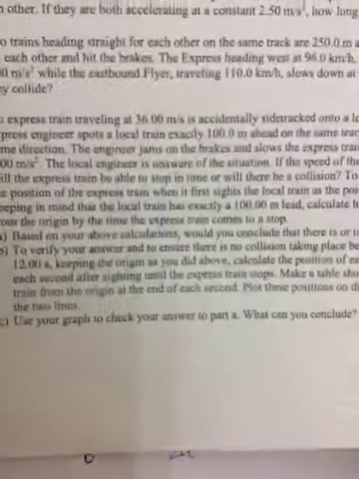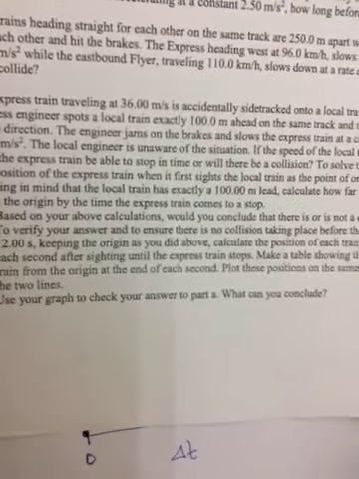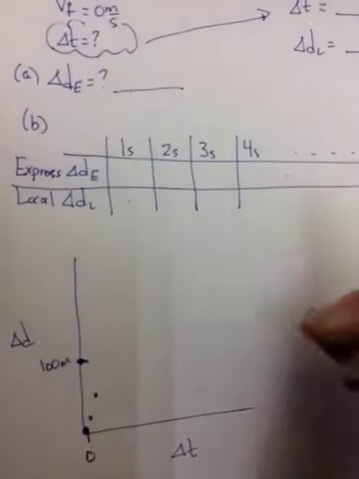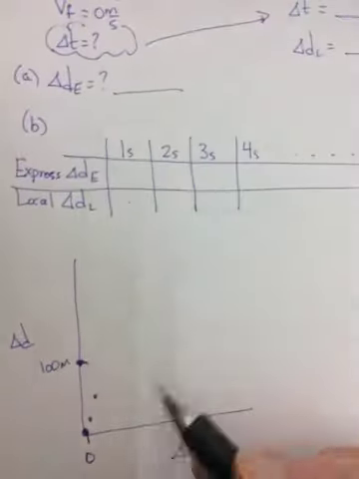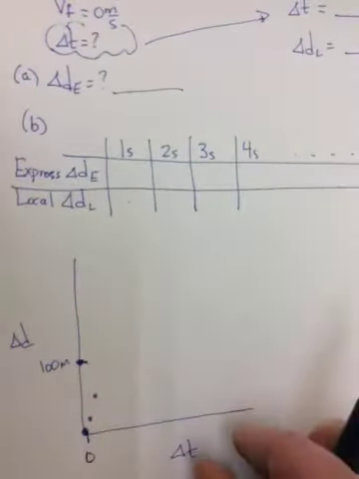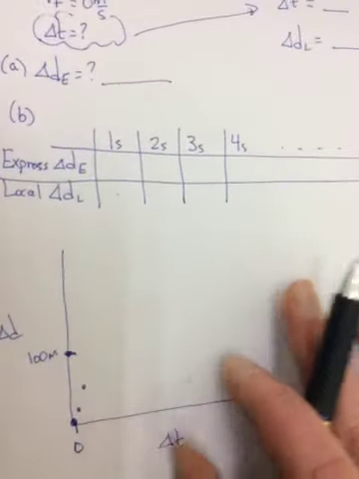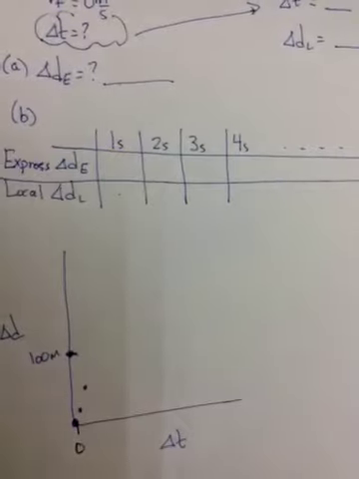Okay, that's part B. And then part C says, use your graph to check part A. What can you conclude? Okay, so whatever you concluded from part A, now look at your graph and see if it supports it. Okay, so that's one of the things I would like you to work on over the weekend, please.